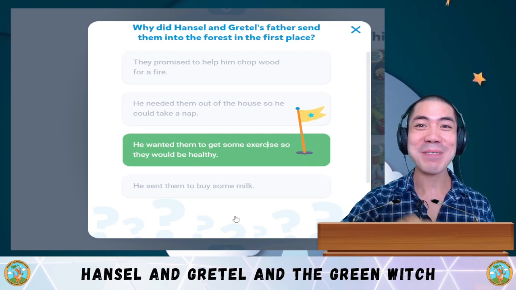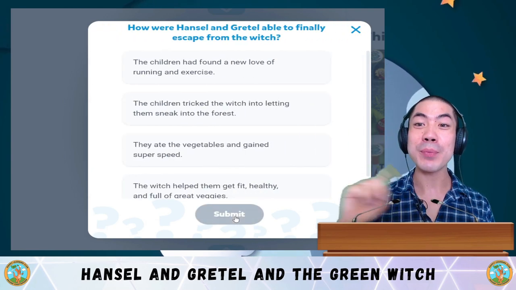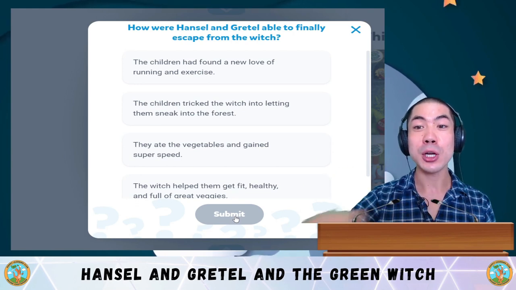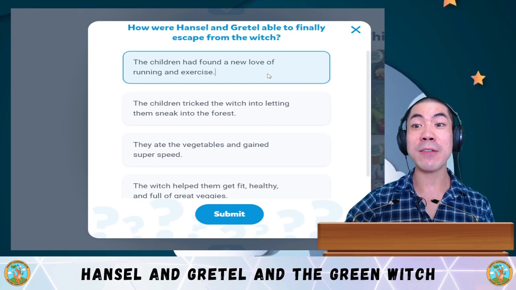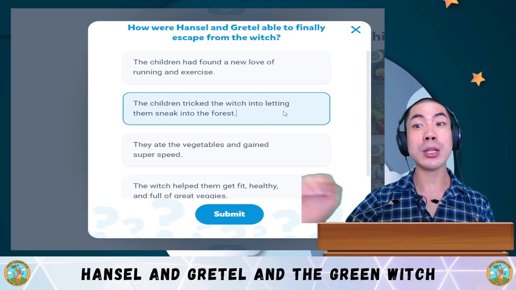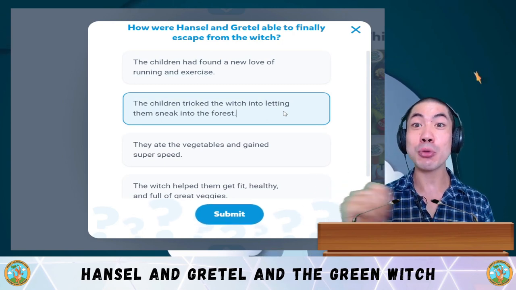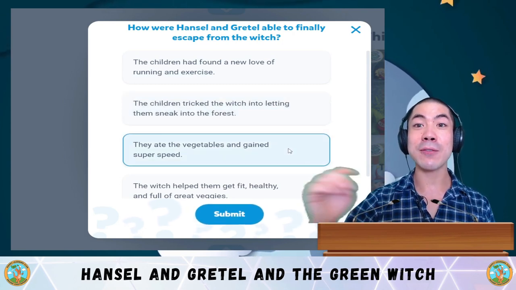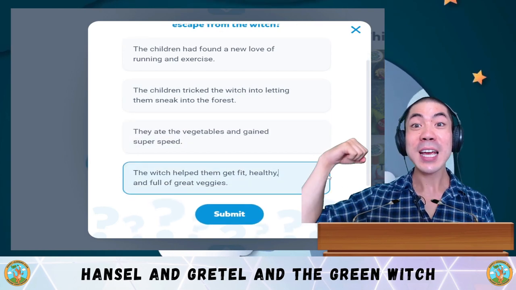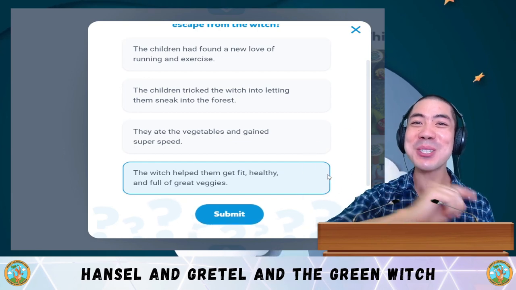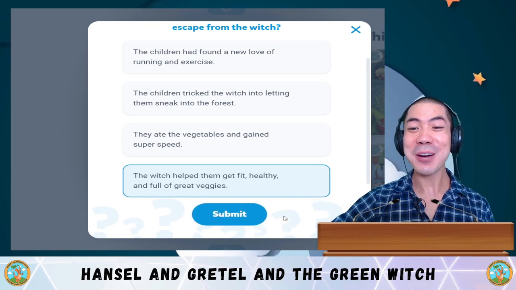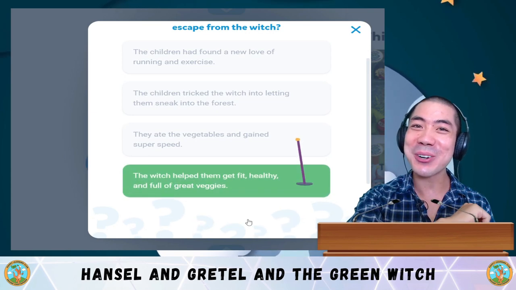Did you get that one right? If so, let's do question 4. How were Hansel and Gretel able to finally escape from the witch? Was it because the children had found a new love for running and exercising? Or because the children tricked the witch into letting them sneak into the forest? Or because they ate the vegetables and gained super speed? Or was it because the witch helped them get fit, healthy and full of great veggies? What do you think? I'll give you a moment. If you answer D, the witch helped them get fit, healthy and full of great veggies, you are correct.